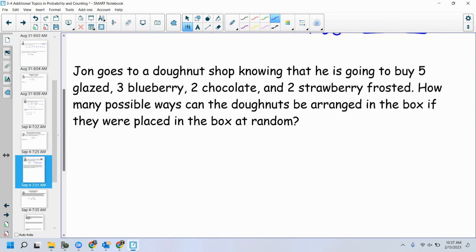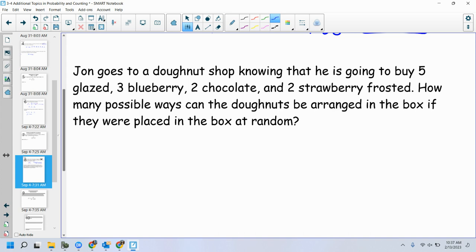Okay. John goes to a donut shop, knowing that he's going to buy 5 glazed, 3 blueberry, 2 chocolate, and 2 strawberry frosted. How many possible ways can the donuts be arranged in the box if they're placed in the box at random? This is another distinguishable permutations problem because those 5 glazed, it's not like glazed number 1 looks different from glazed number 5. Let's assume they all look exactly the same, right? Blueberry number 1 is going to be the same as blueberry number 3. So those are going to be the same outcome.